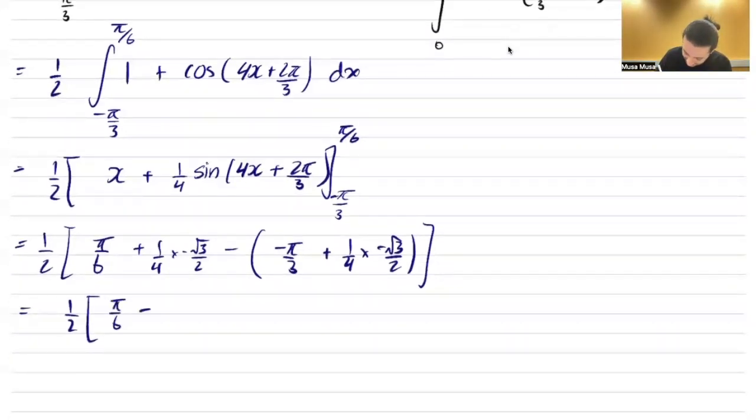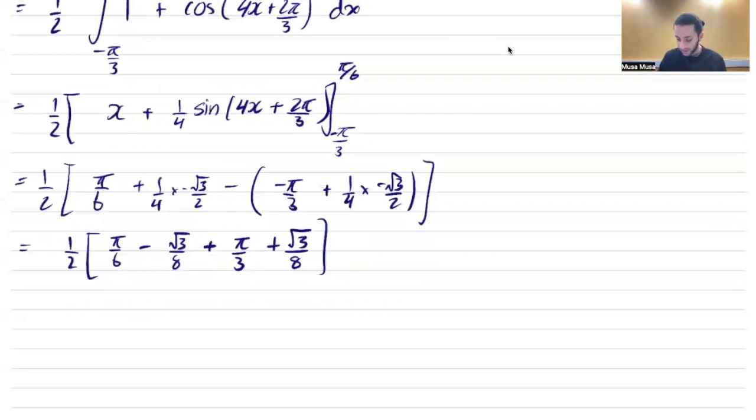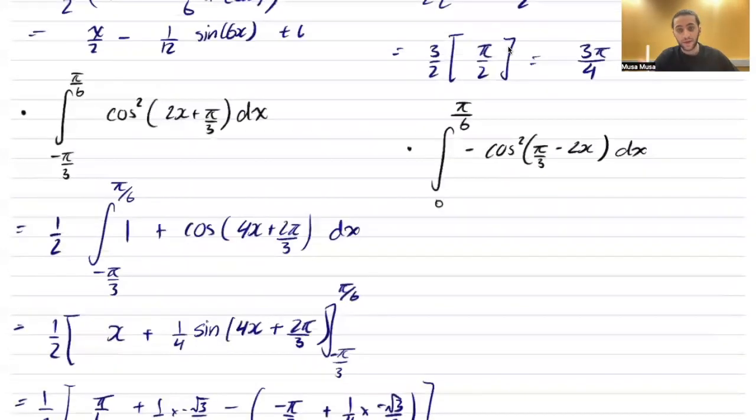Pi on 6 minus root 3 on 8 plus pi on 3 plus root 3 on 8. They cancel. Pi on 6 plus pi on 3 is pi on 2. So it's going to be pi on 4. There you go. And then this last one.